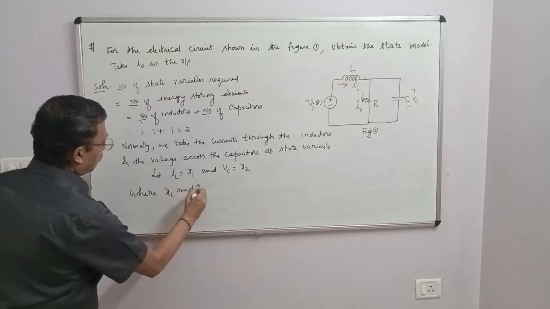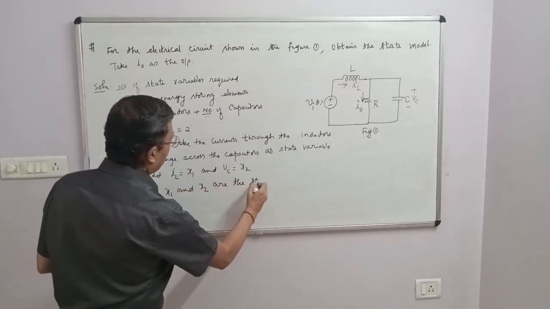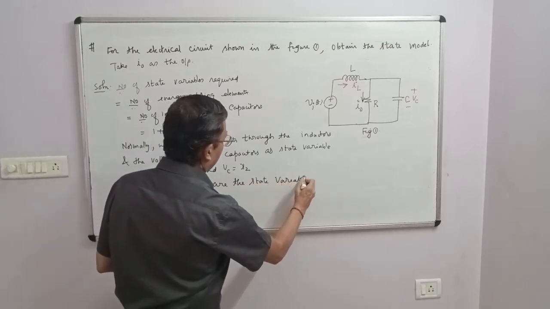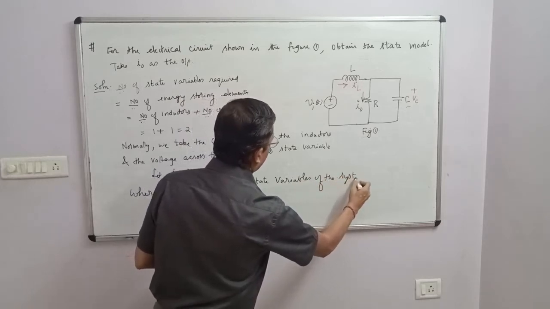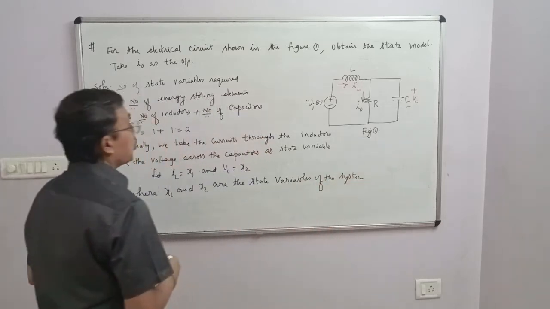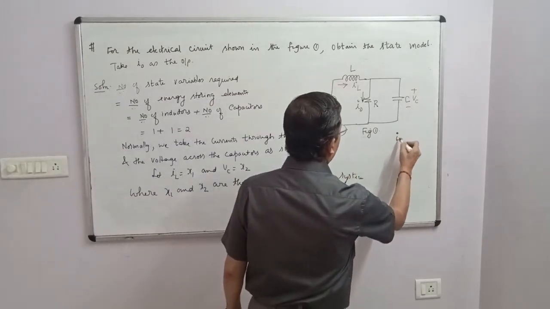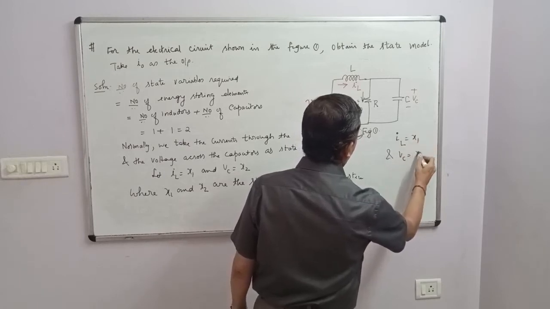So we have taken IL equal to x1 and VC equal to x2, where x1 and x2 are the state variables of the system. The system is here an electrical circuit system. We have taken IL is equal to x1 and VC is equal to x2.